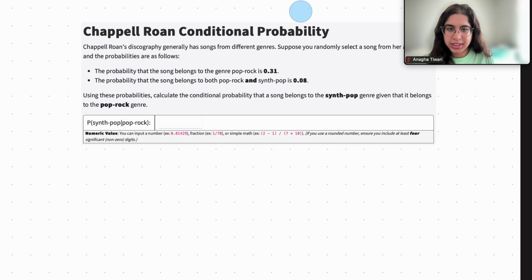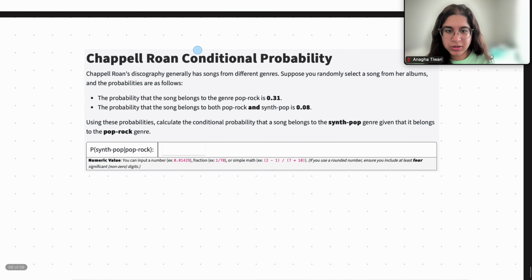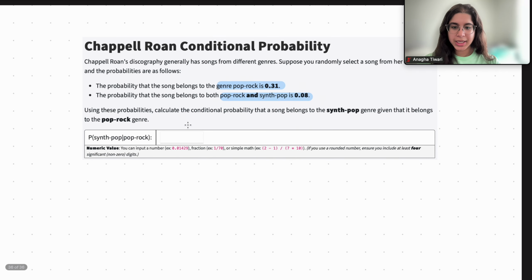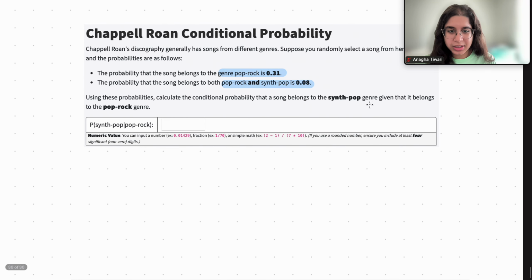So here it says Chappell Roan's discography generally has songs from different genres. Suppose you randomly select a song from her albums, and these are the following probabilities. The probability that the song belongs to the genre pop is 0.31, right? And the probability that the song belongs to both pop rock and synth pop is 0.08. So using these probabilities, calculate the conditional probability that a song belongs to the synth pop genre given that it belongs to the pop rock genre, right?